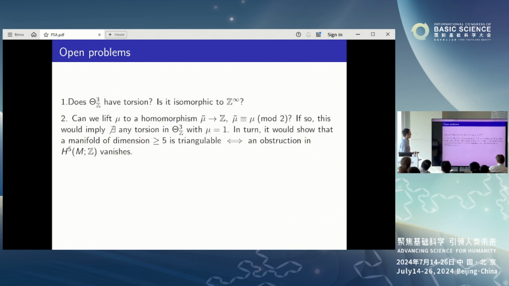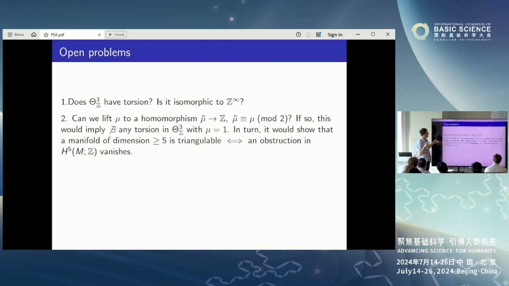Okay, this still leaves some open problems. So we don't know what theta 3 Z is. In particular, we don't know if it has any torsion at all. It could be isomorphic to just Z infinity. And one important question is whether you can find a homomorphism to Z that lifts the Rokhlin invariant. So my map was lifting Rokhlin, but it was not a homomorphism.